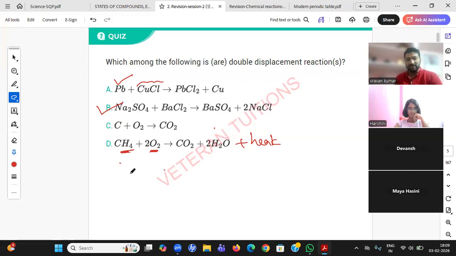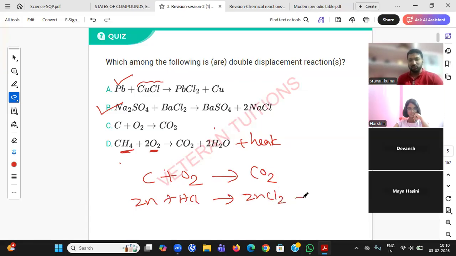Some students have some doubt. Yesterday I asked whether all the combination reactions can be classified as redox reactions, like C plus O2. Definitely it's a combination reaction. Like Zn plus HCl, a displacement reaction, since Zn is more reactive than hydrogen, giving ZnCl2 plus H2. One student asked about calcium hydroxide plus CO2, giving CaCO3 plus H2O.